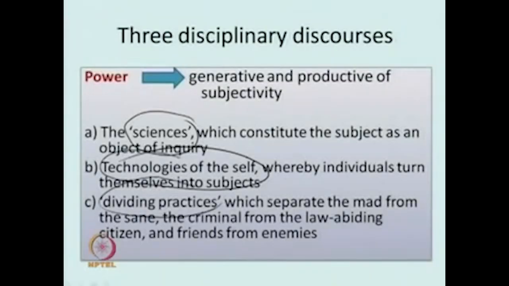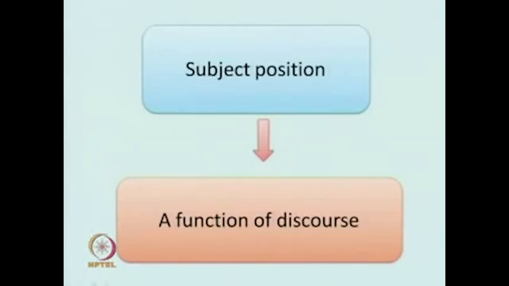Finally, Foucault says the dividing practices which separate the mad from the sane, the criminal from the law-abiding citizen, and friends from enemies. So, these are practices which divide, which so to speak construct binaries of sane, insane, friend, enemy, criminal and the law-abiding citizen, etcetera. So, these practices also give us our subjectivity. Then we saw that subject position may be understood as a function of discourse.